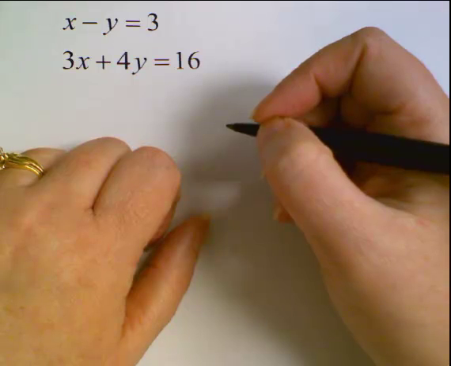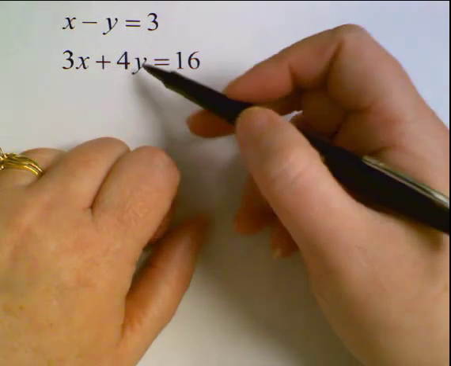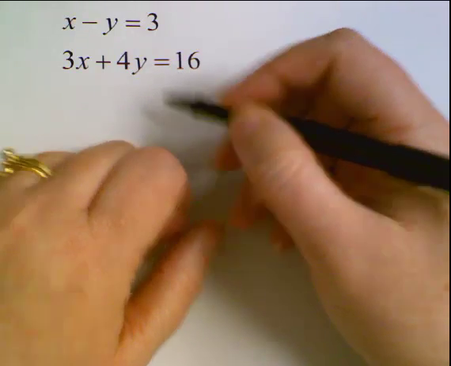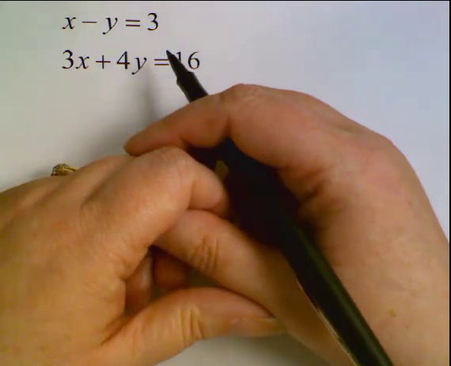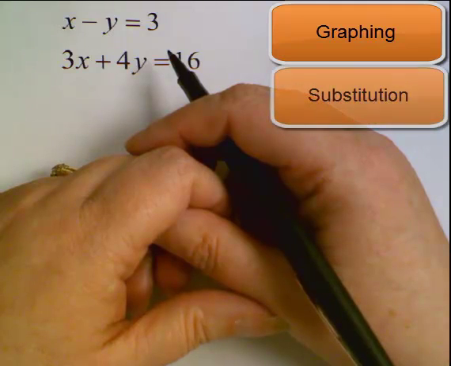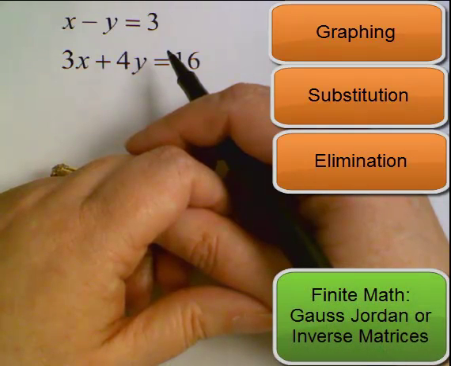Notice that we have this system in two variables, x and y, again two variables. In a system of equations in two variables, we have three basic techniques: graphing, substitution, and elimination. If you're in finite math, you also have some techniques involving matrices.